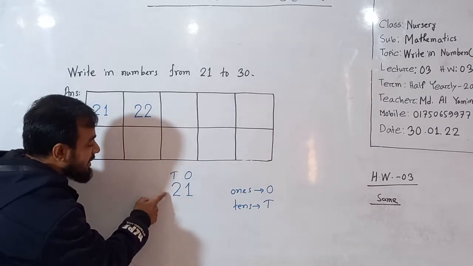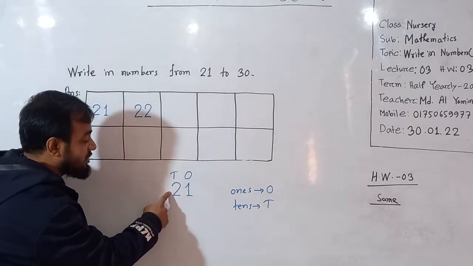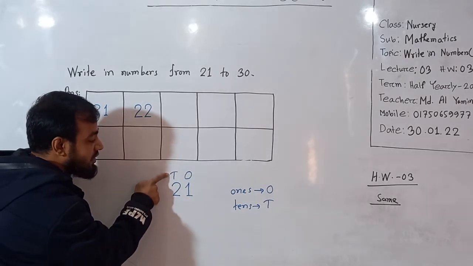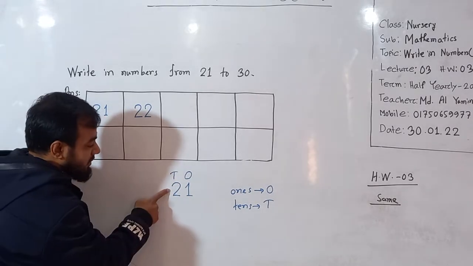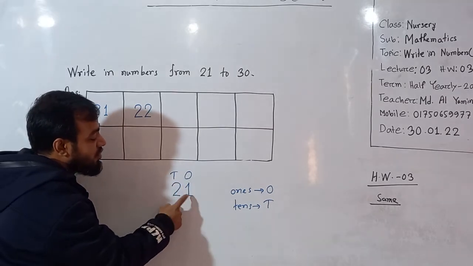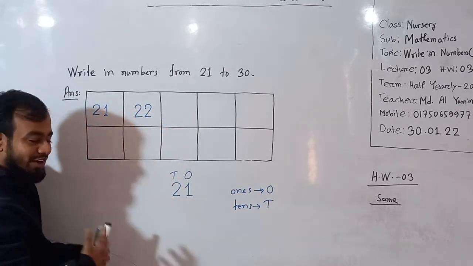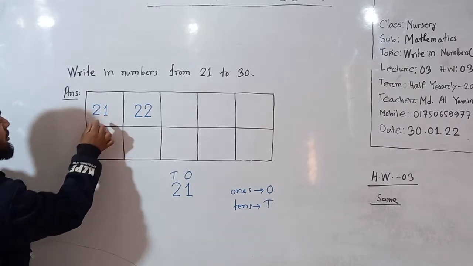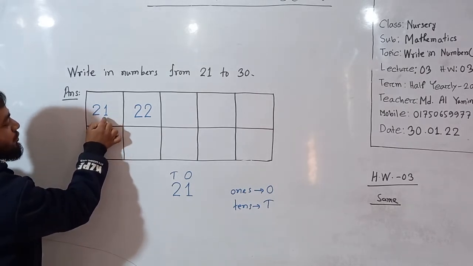This is very important: this 2 is not only the number 2. This 2 is in the tens place, that's why it is 20. And this is 1 because it is in the ones place. This is 21. In this way, we'll write all the numbers today. So 2 is in the tens place and 1 is in the ones place.